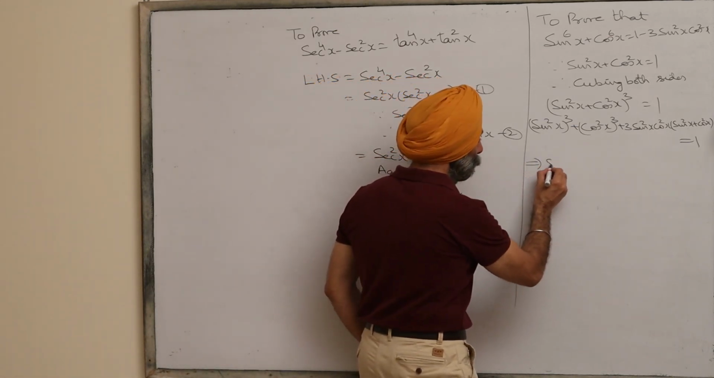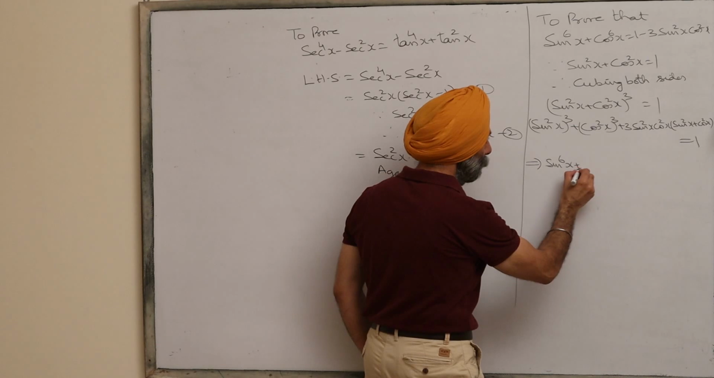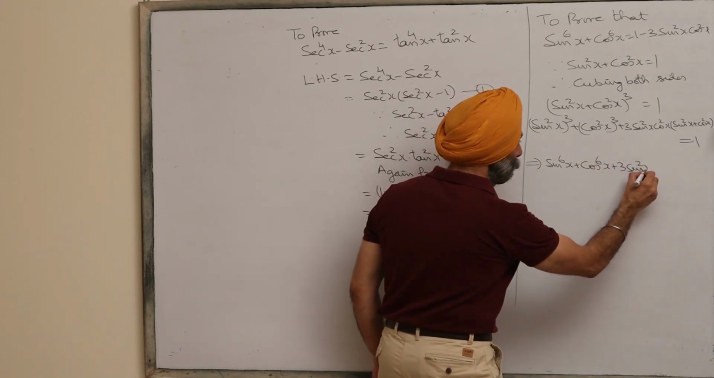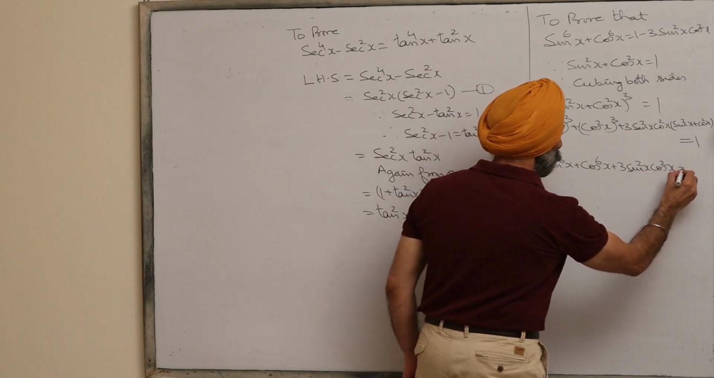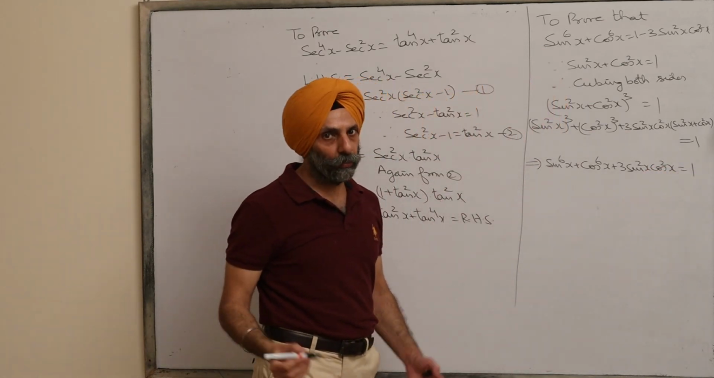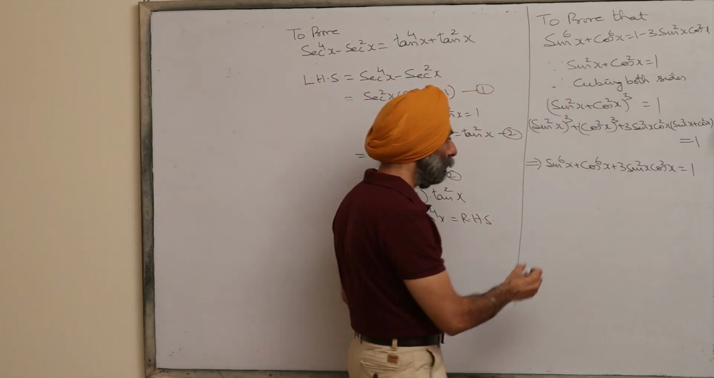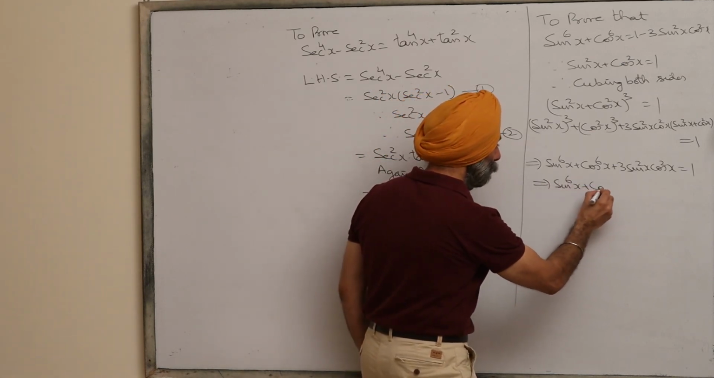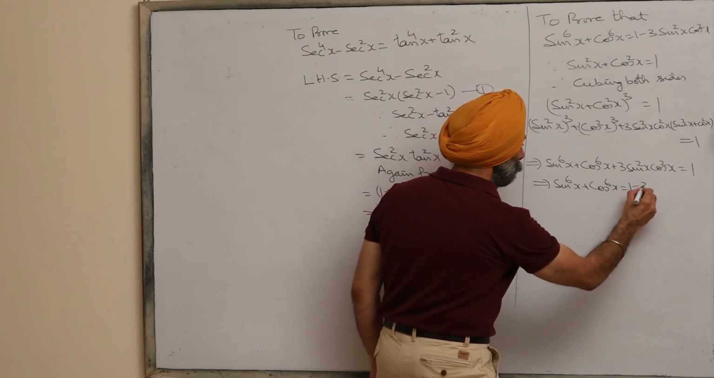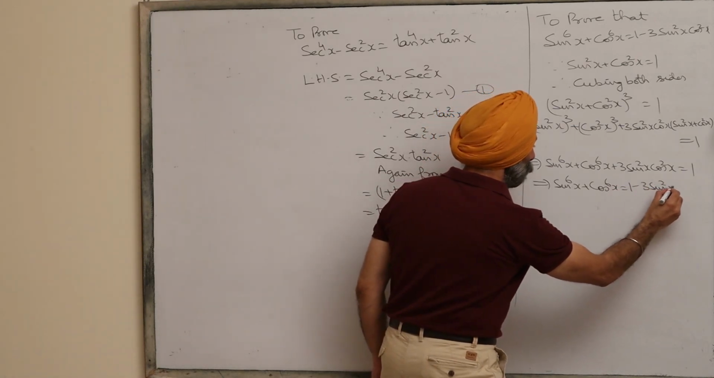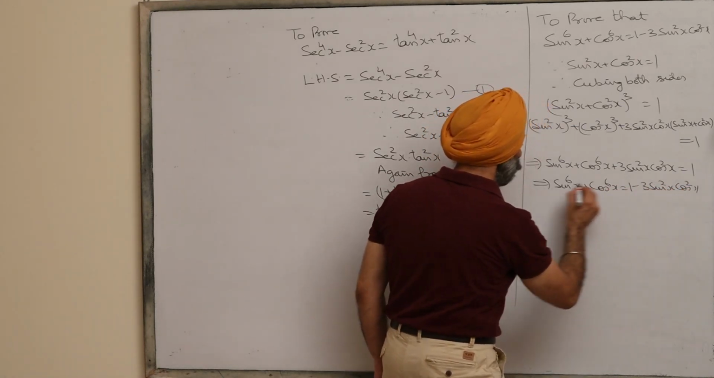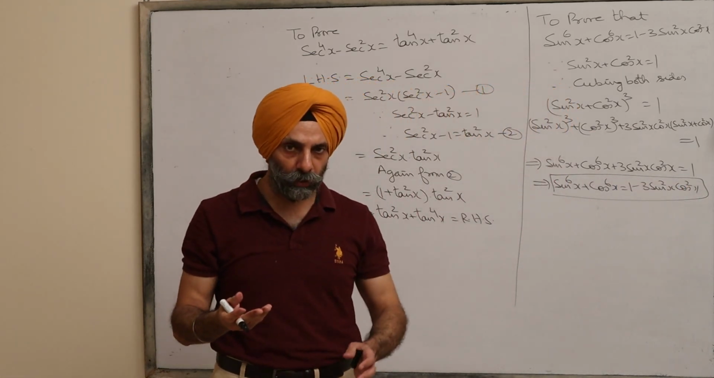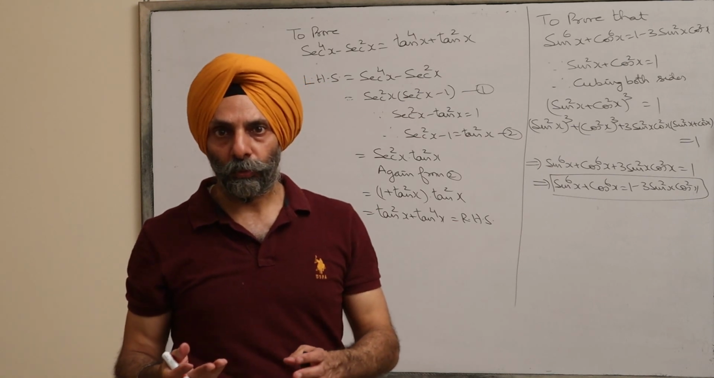So this implies sin 6x plus cos 6x plus 3 sin square x into cos square x (this is equal to 1 because sin square x plus cos square x is 1). So this implies, you can see from here, sin 6x plus cos 6x is equal to 1 minus 3 sin square x into cos square x. So this was the result which we were supposed to prove here.